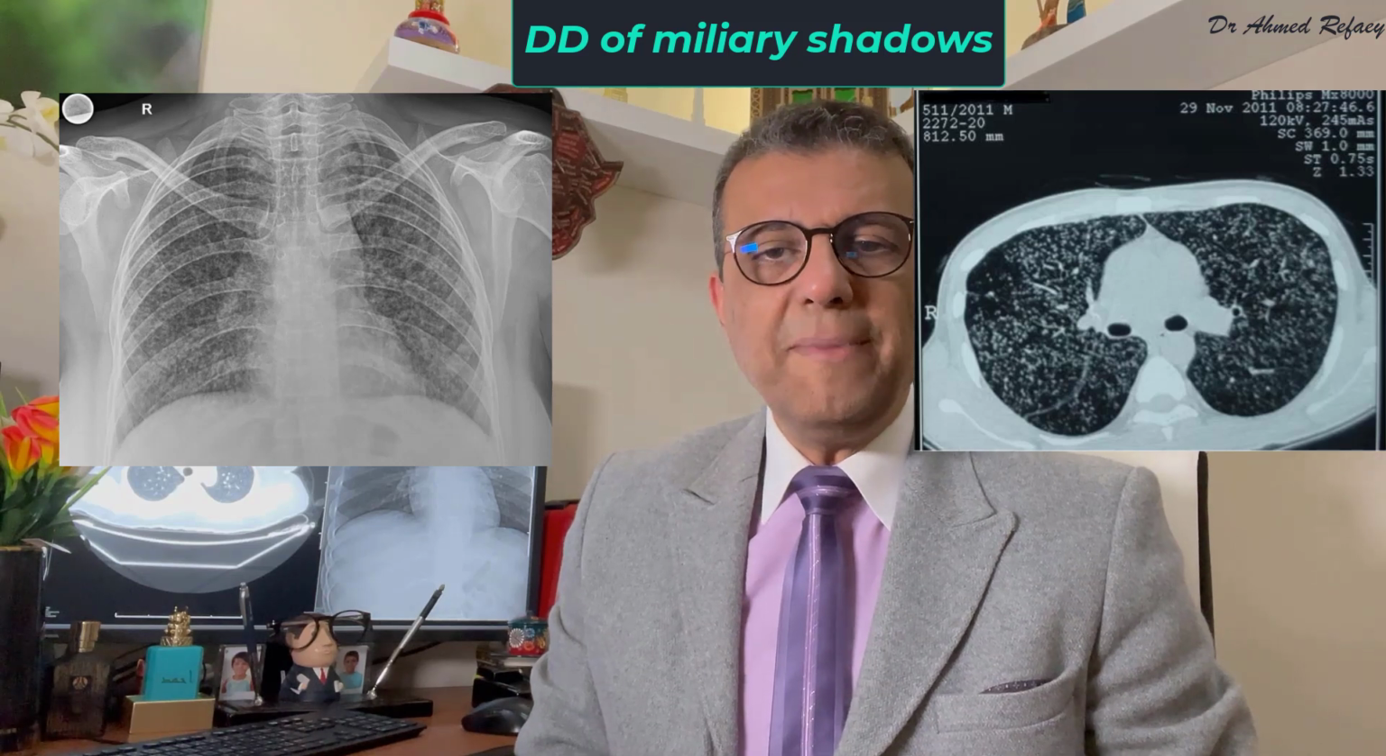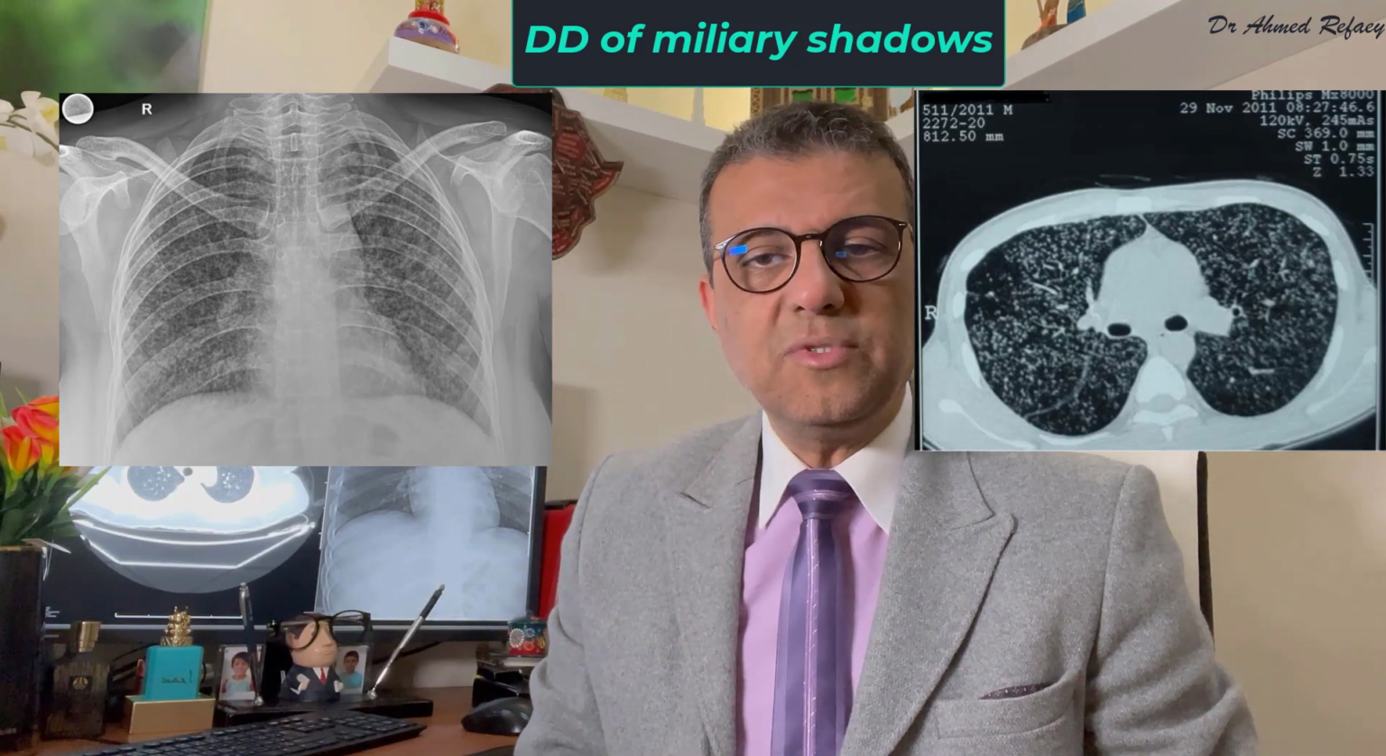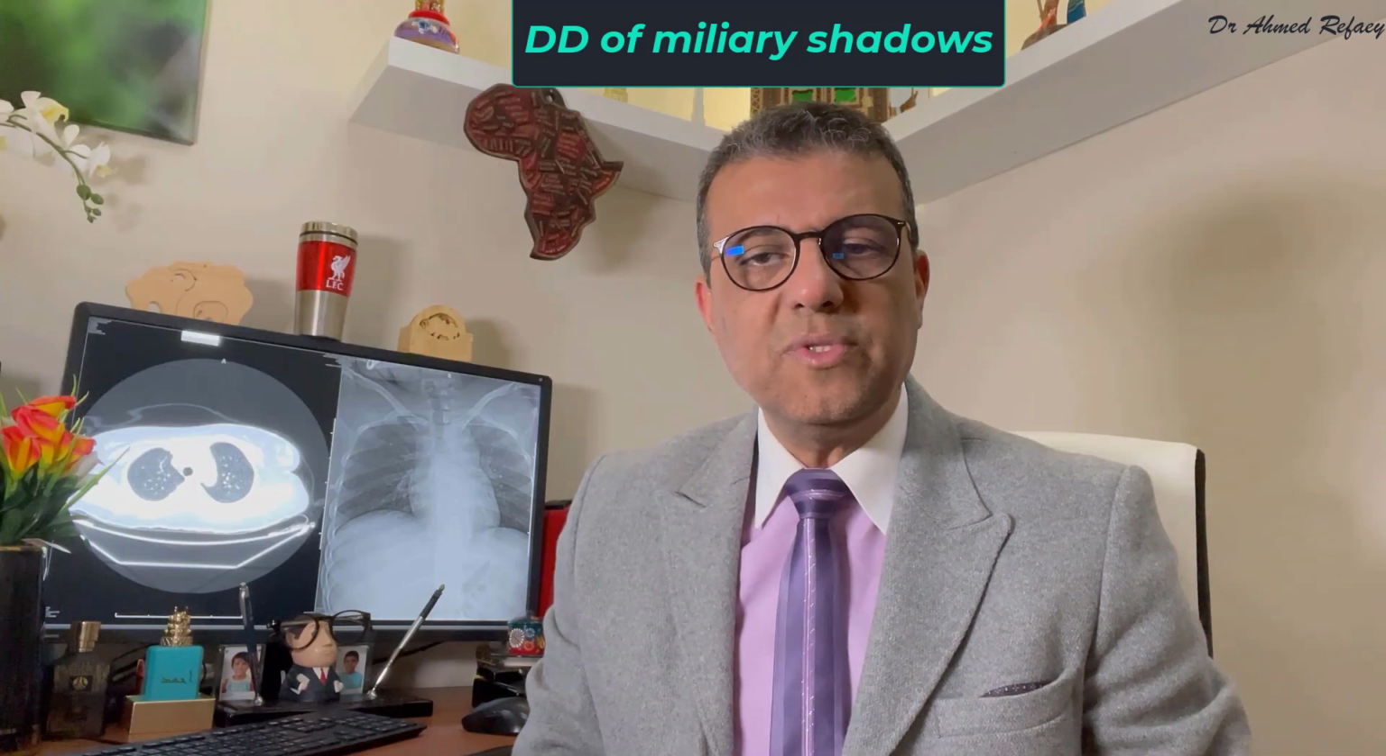Starting with plain X-ray chest and CT chest. What do we have? We have miliary shadowing or diffuse micronodular infiltration of both lung fields. Micronodules means nodules less than 3 millimeters. Here we have 8 differential diagnoses for the miliary shadowing in the lung. 5 of them are not associated with fever, and 3 differential diagnoses are associated with fever.